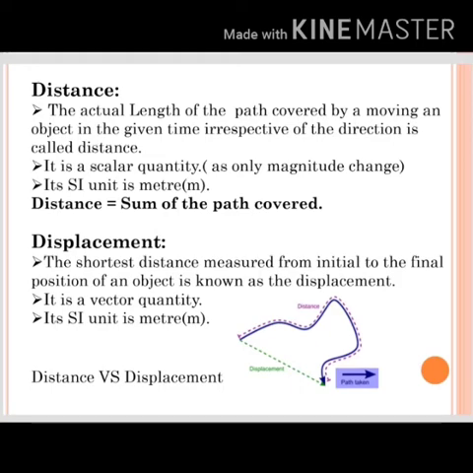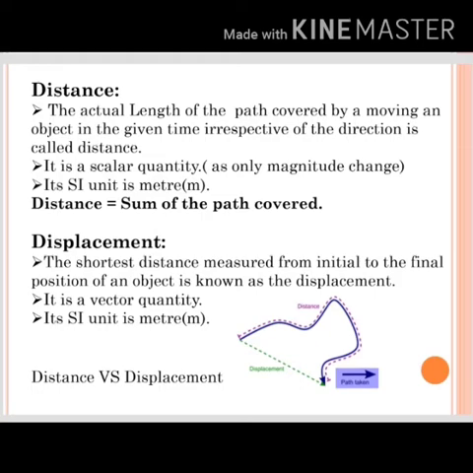It is a vector quantity, which means it has both magnitude and direction. It is not the path length, but the shortest path. The unit of displacement is also meter. The dimension is M0, L1, T0.